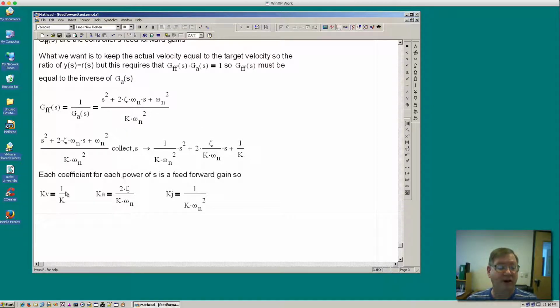Now, all this assumes that you have a target generator that will generate a velocity and an acceleration and a jerk. And in our case, we use a fifth order motion profile so that these terms are all very smooth.